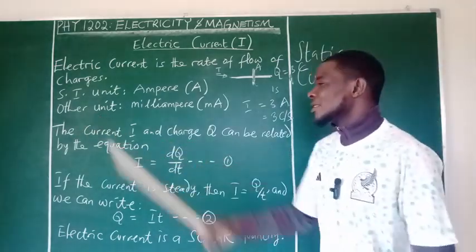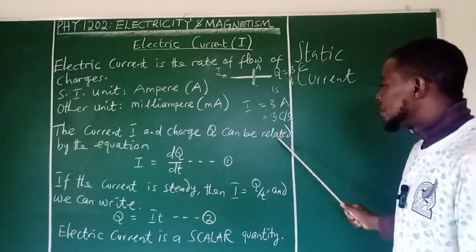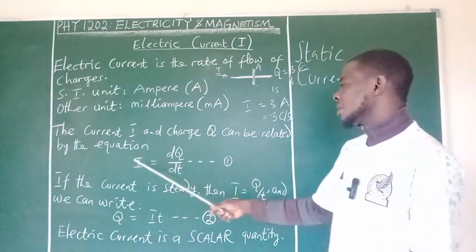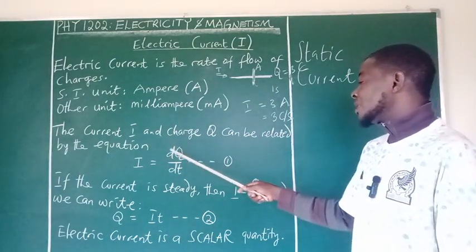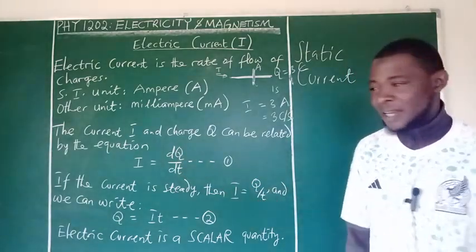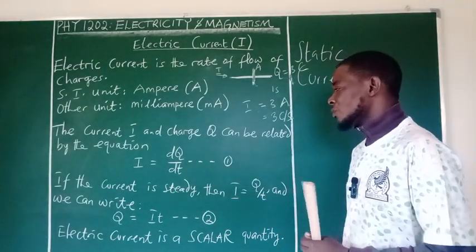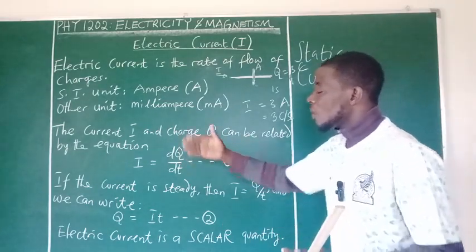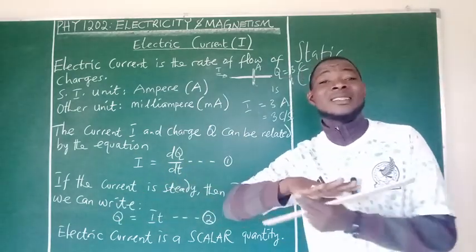Okay, then what is the formula? The current I and charge Q can be related by the equation, meaning you can combine them in a single equation that says I equals dq/dt, okay? Meaning when you take the first derivative of Q with respect to T, you are calculating current. This is the differential form. In this situation the current can be fluctuating, so that after 1 second the current may be different from the current you will obtain after 5 seconds, meaning it is not steady.